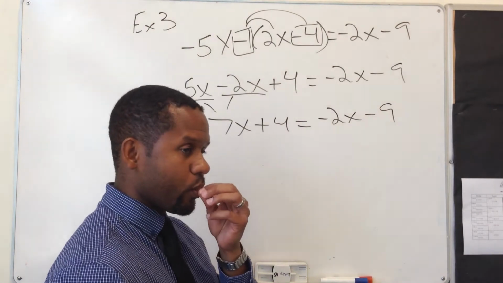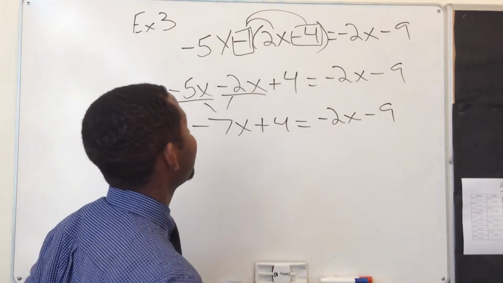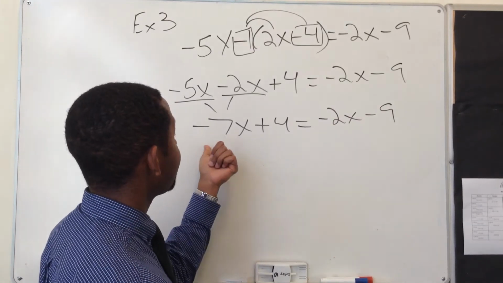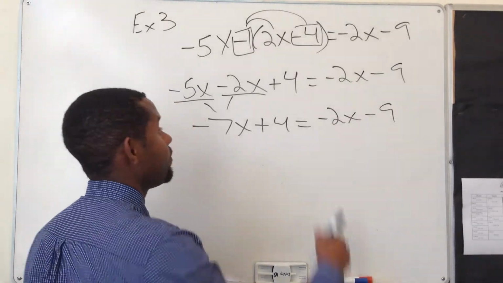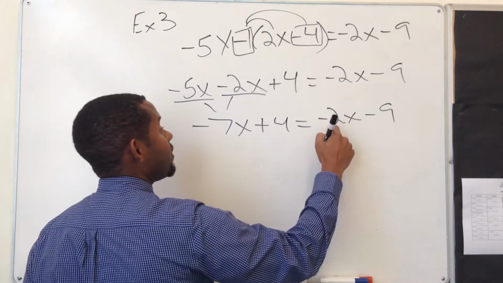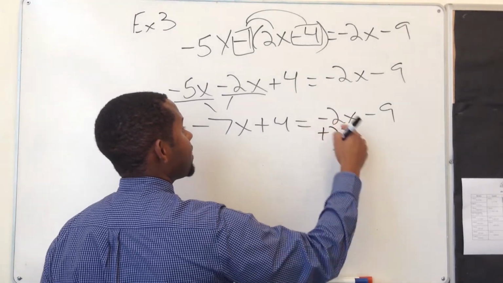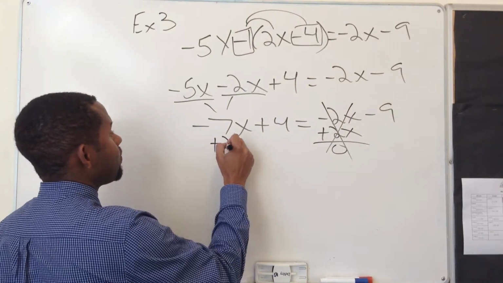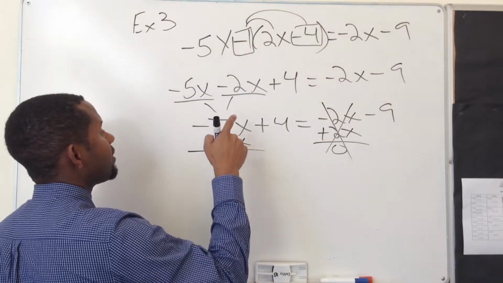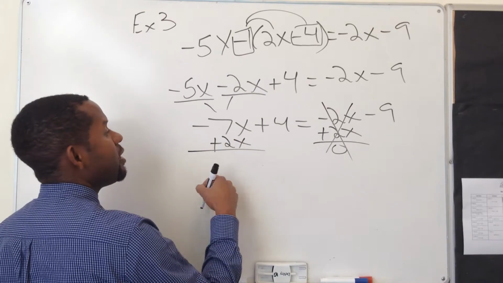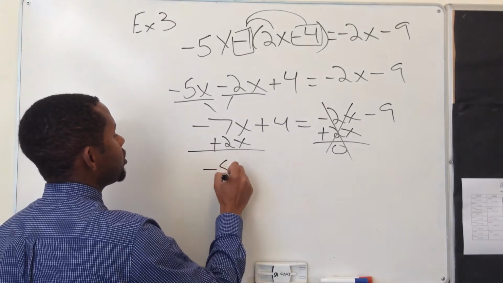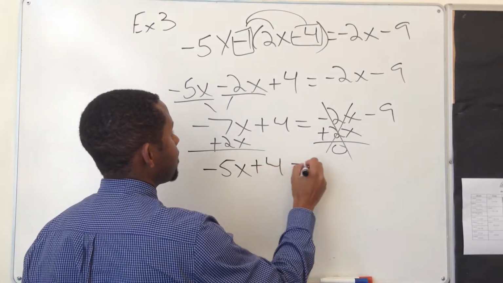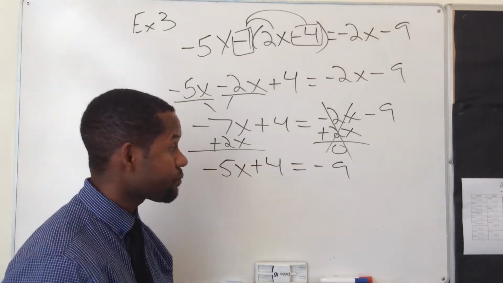Step 3, move variables to one side, constants to the other side. So, I typically like my variables over here, so that's what I'll do. I don't want this here. This is negative 2x, so I'm going to add 2x. Negative 2 plus 2 is 0. In other words, it's gone. Plus 2x. I owe you $7, and I have $2. If I pay you back all that I can, I will still owe you $5 or 5 x's. Negative 5x plus 4 equals negative 9.